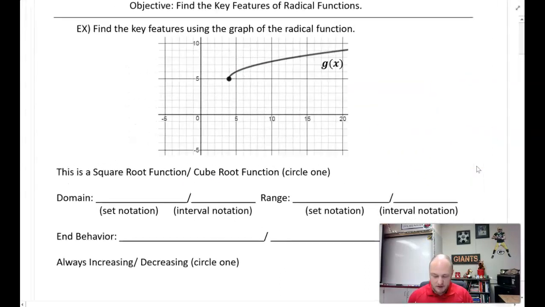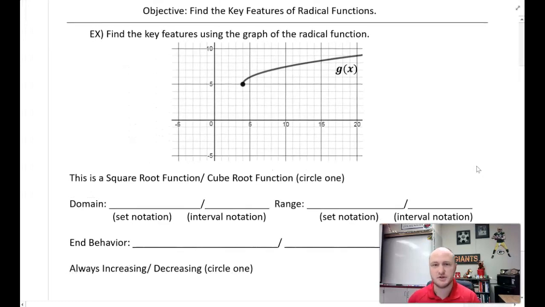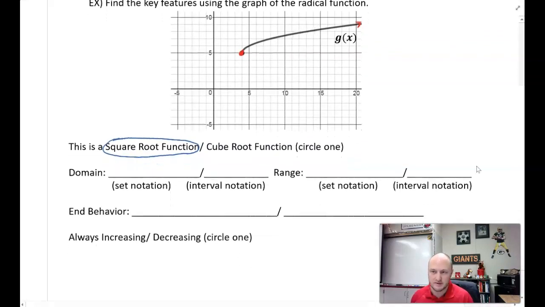Alright, so now we're going to talk about the key features relative to a radical function. The first function that we're going to look at is a square root function. So you can circle this one. This is a square root function, and it has a characteristic that it has one endpoint located here, and it has one end that will continue on forever. We'll talk more about why it just has one endpoint.